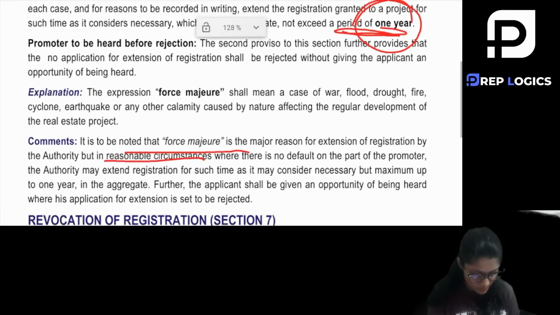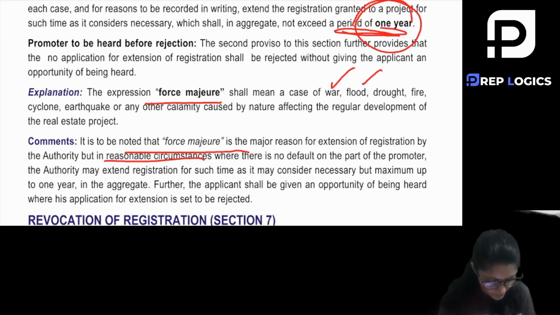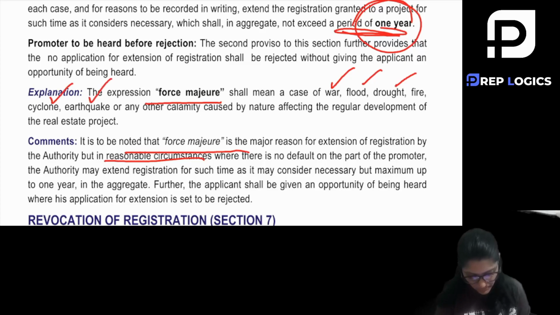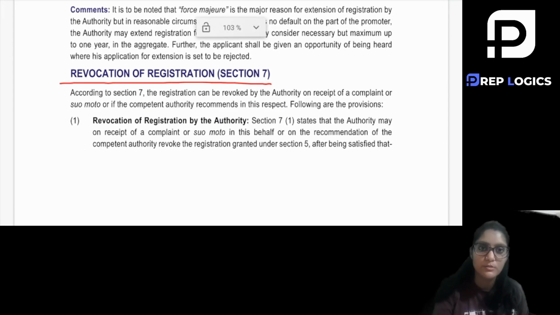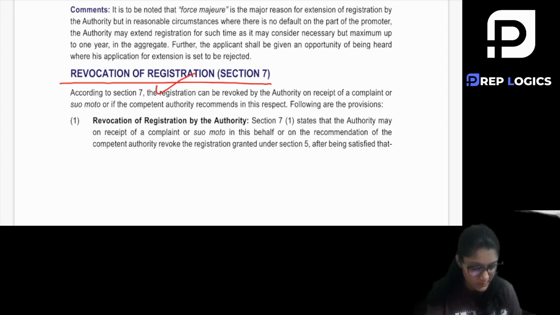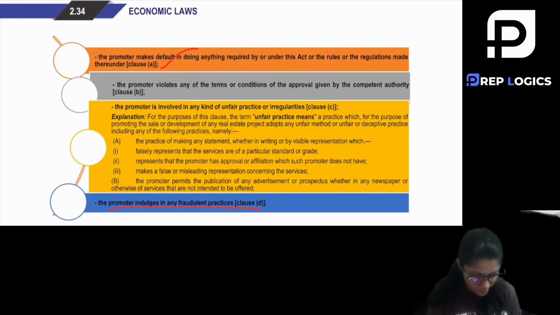What is force majeure? Force majeure means anything that is exceptional circumstances like war, flood, drought, cyclone, earthquake, and likewise. That is not under your control. In that case, your extension is possible for a maximum of 1 year. Can revocation of registration be possible? Yes, revocation of registration can be possible if you have defaulted on laws and regulations, violated the terms and conditions, or engaged in unfair trade practices or fraudulent practices.